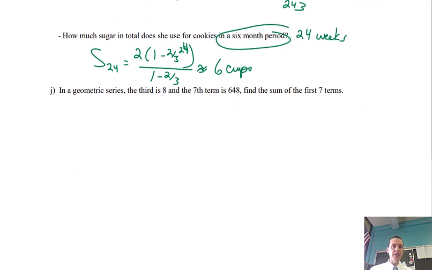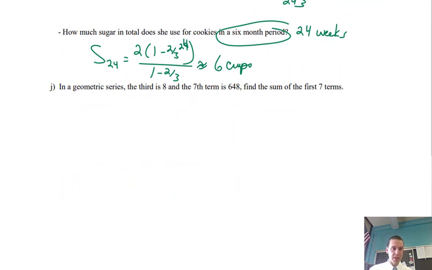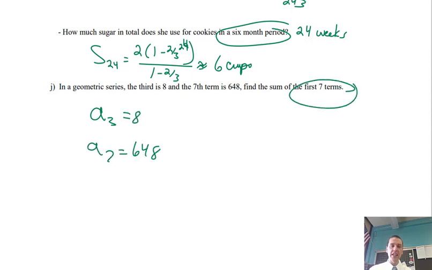The last one, and maybe one of the most important ones, in a geometric series, the third term is 8, the 7th term is 648. Find the sum of the first 7 terms. Well, what don't we have? We don't have our ratio, and we don't have our A1 term. Everything needed to find the summation of that.